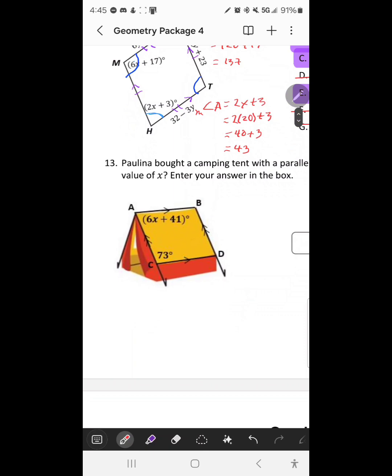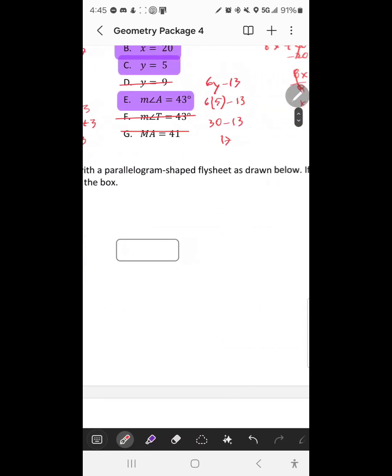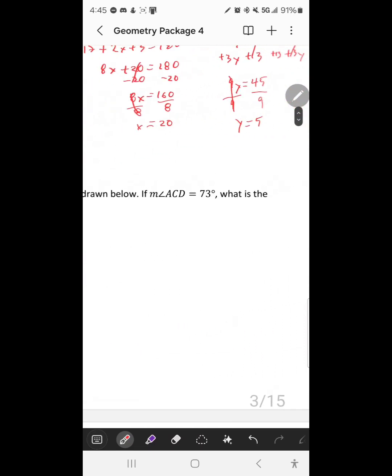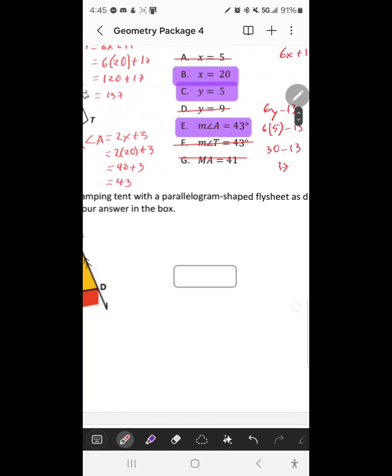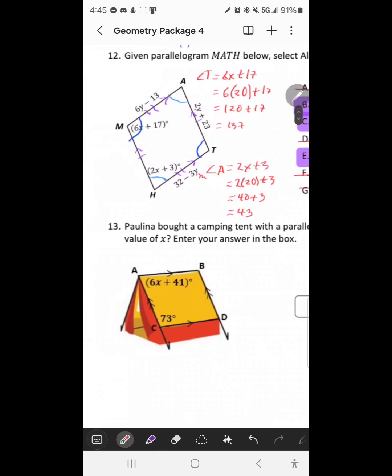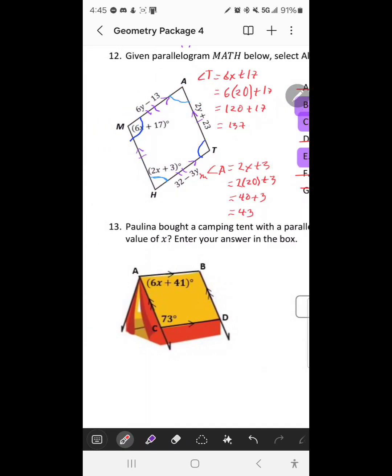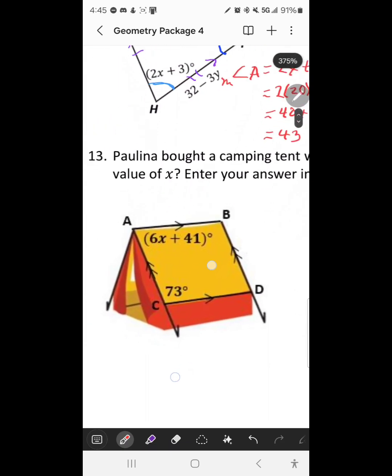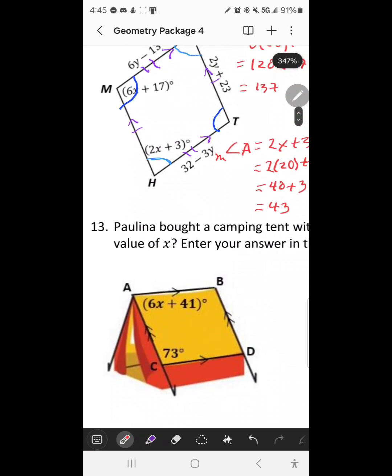Paulina bought a camping tent with a parallelogram-shaped sheet as drawn below. If ACD equals 73, so it's already marked. What is the value of x? Enter your answer in the box. So this is like before, and these two angles are adjacent. They are on the same side, one over the other. So they add up to 180 degrees. They are not equal.